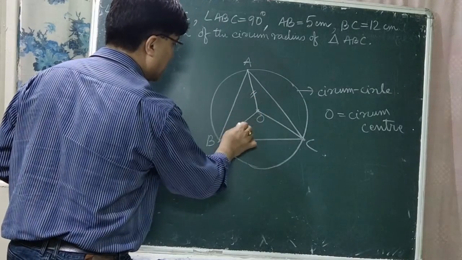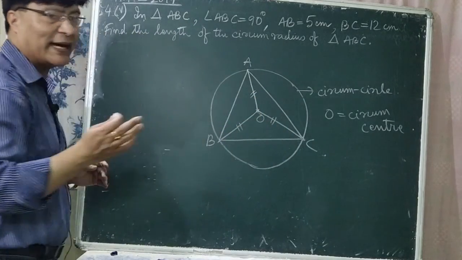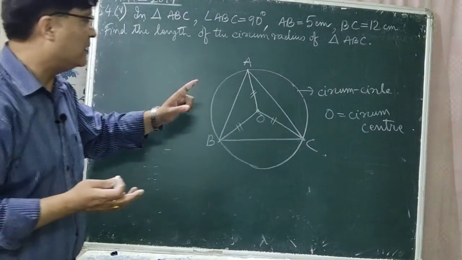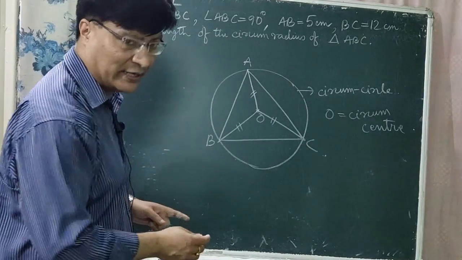These are the radii of the same circle, and you know that the radii of the same circle are always equal, and this radius is known as the circumradius.